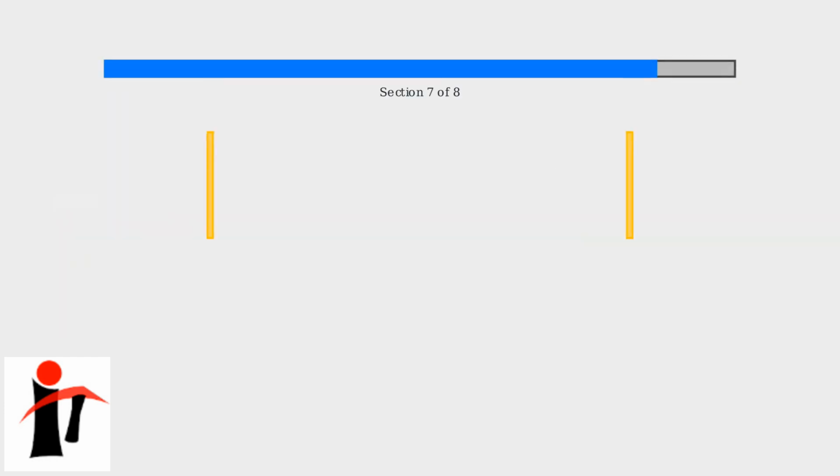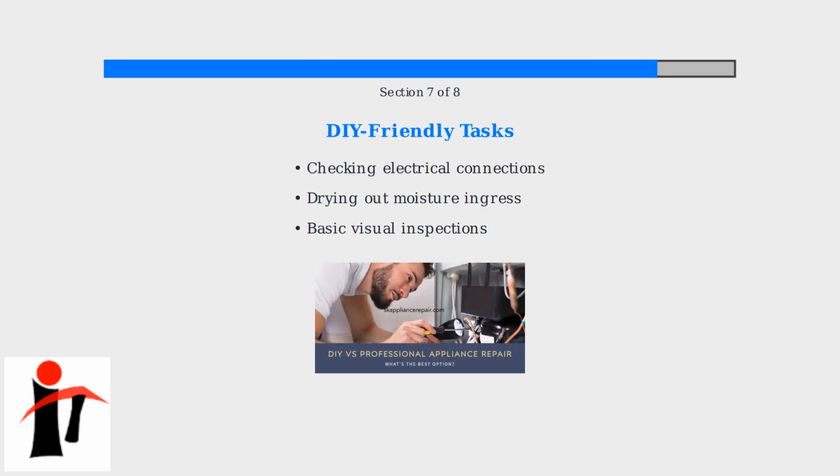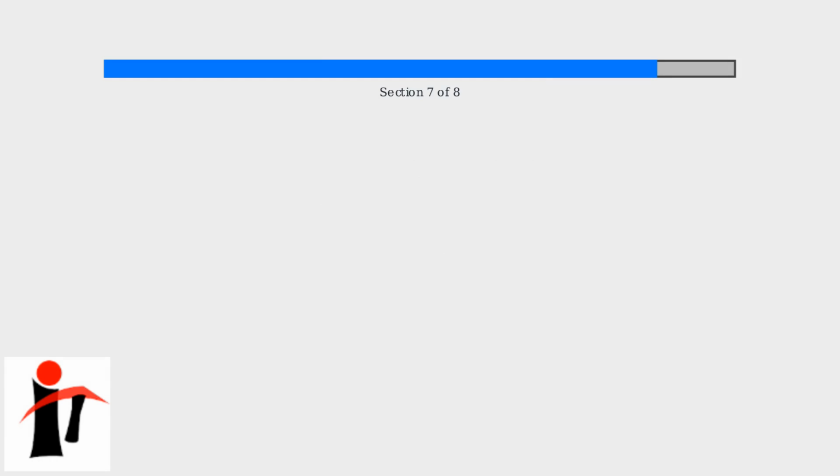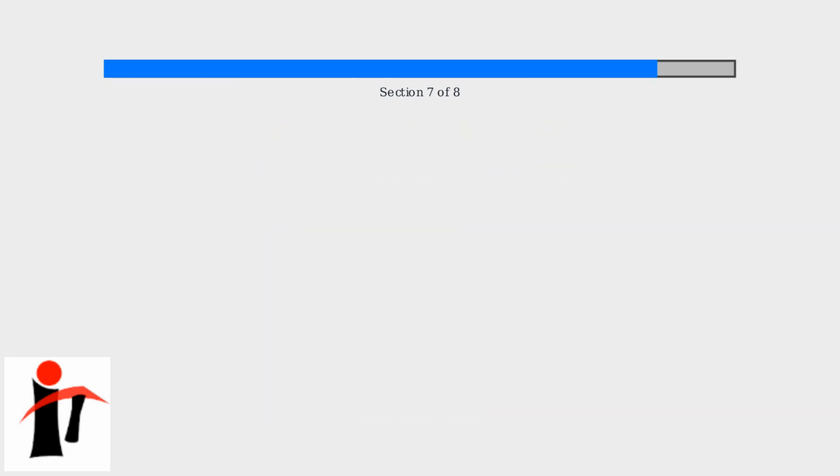When dealing with Tesla Model S headlight repairs, deciding between DIY and professional service depends on the complexity of the task and your comfort level with electronics. Simple tasks like checking electrical connections, drying out moisture that has entered the headlight housing, or performing basic visual inspections are generally safe for DIY enthusiasts with basic tools. However, LED module replacements and other complex hardware repairs are best left to professionals.